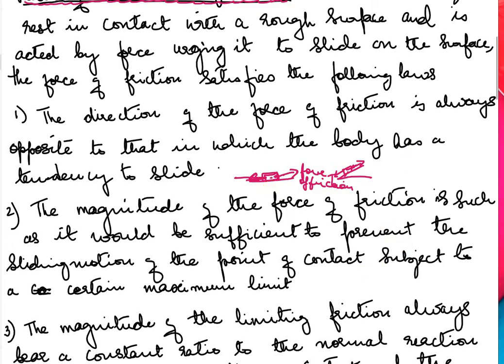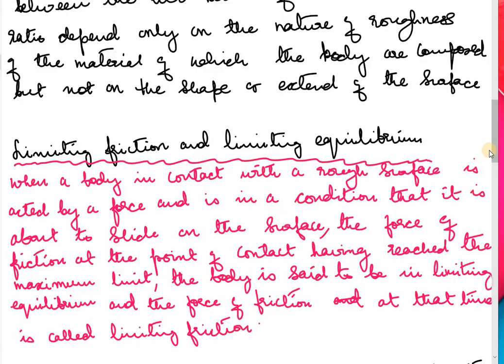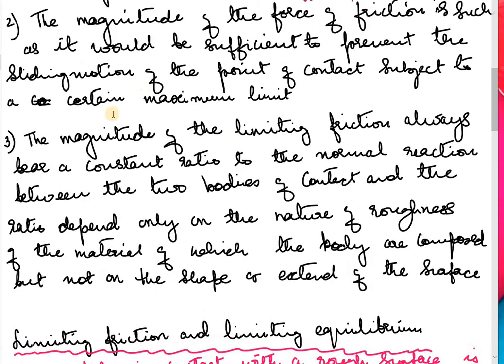And the magnitude of the friction always bears a constant ratio to the normal reaction. So the third law is that the magnitude of the force of limiting friction always bears a constant ratio to the normal reaction between the two bodies in contact. By limiting friction we mean the maximum force of friction, which is sufficient to prevent the body from sliding.